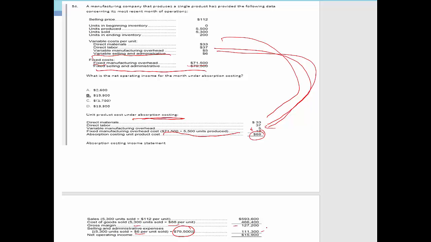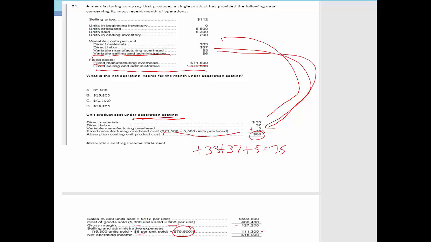Do you want me to do it for variables? Want to do it for variables? Yeah? Okay. All right, let's do it for variables then, because we're going to pick up what? We're going to pick up the 33, the 37, and the what? 5, so that gives me 75? Okay, so that gives me $75 variable cost per unit.